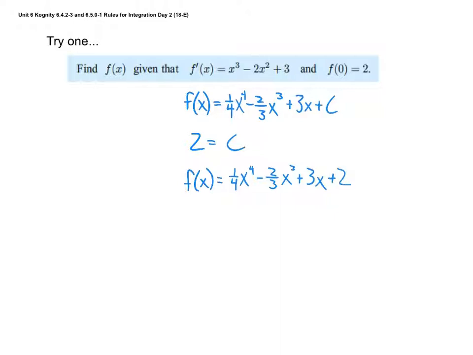Okay, so f of x is 1/4 x to the fourth minus 2/3 x cubed plus 3x plus 2. Okay, here's a case where they gave you the y-intercept and that did happen to equal c. With polynomials, that will always work out that way. If they gave you f of 0, that's c. It doesn't work, as we saw with the sine and that kind of thing, when you have other functions. But if you see a polynomial, then that'll save you a little work.